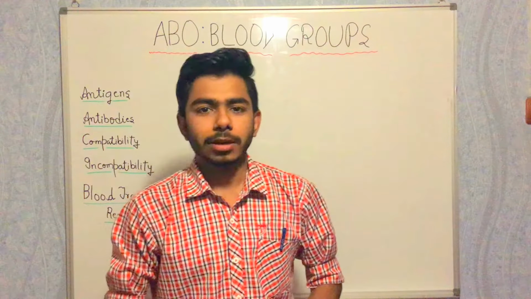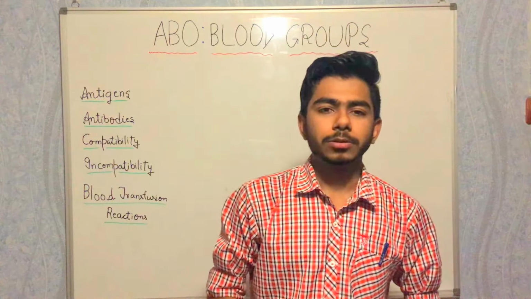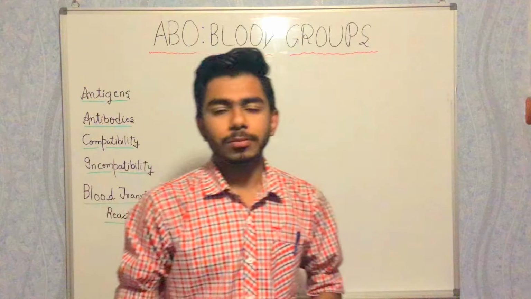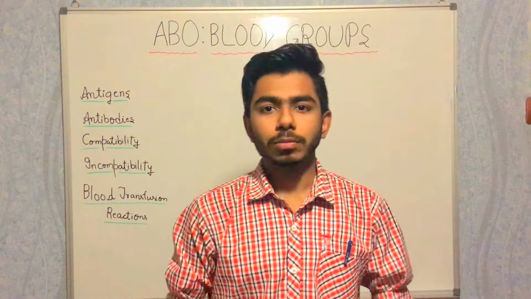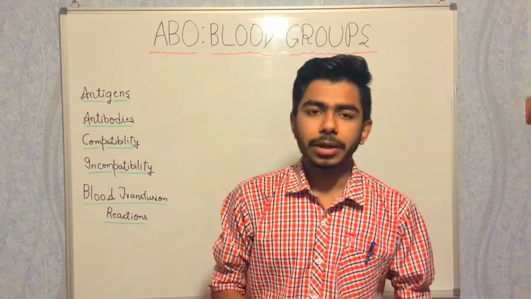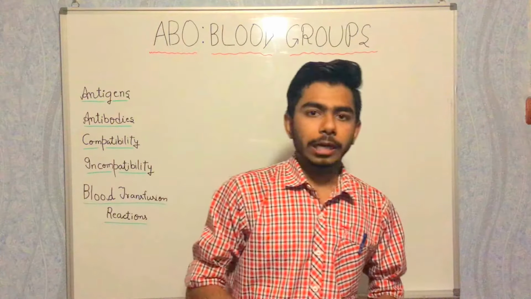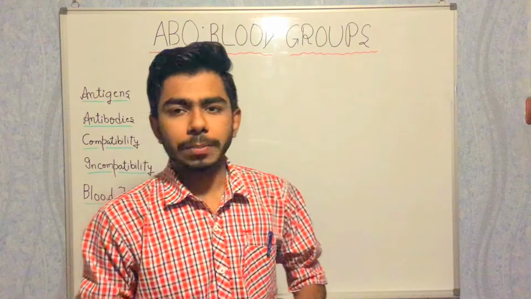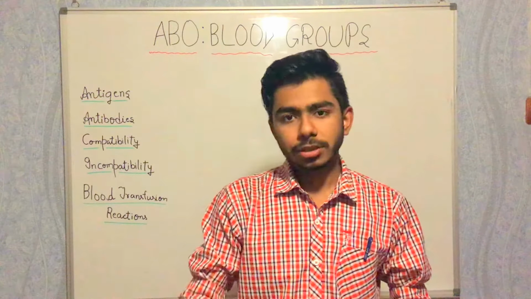Hello friends, I'm Shubham and today I'm going to talk about ABO blood groups. As you all know, there are four major kinds of blood groups, that is blood group A, B, AB and O. The naming of these blood groups depends on the types of antigens they have.